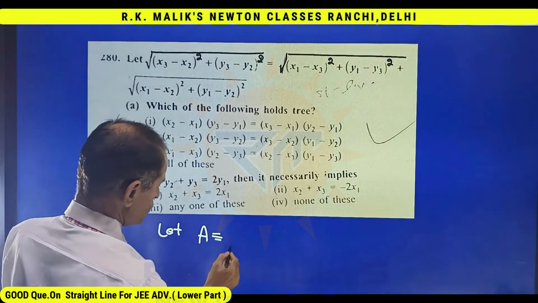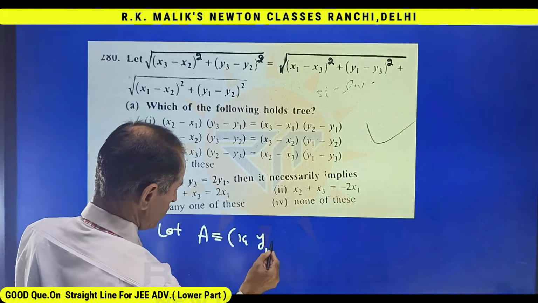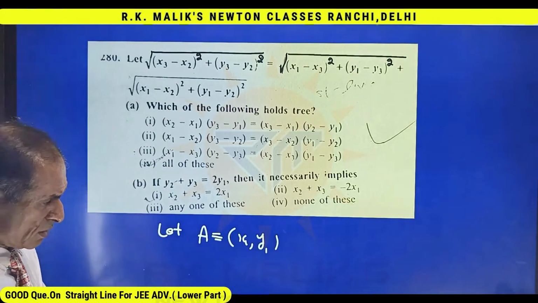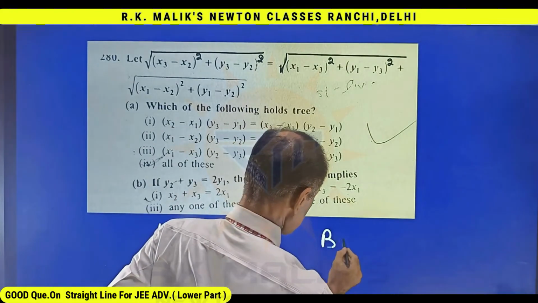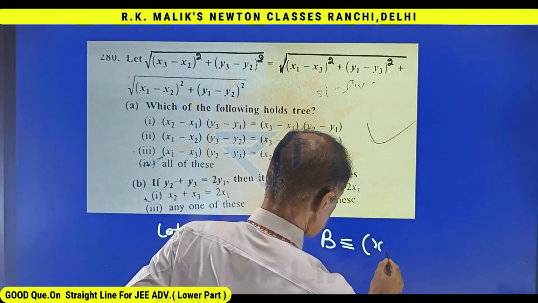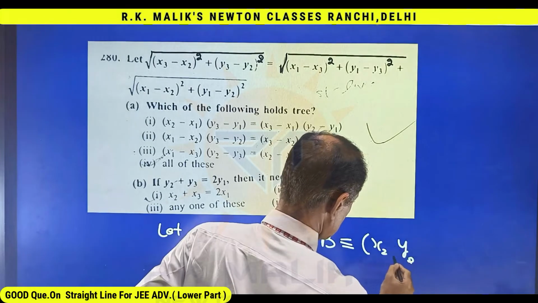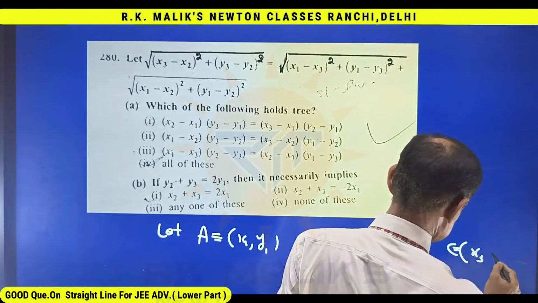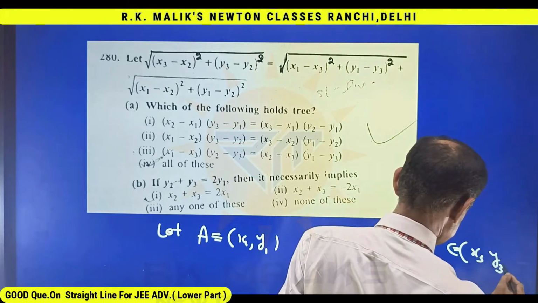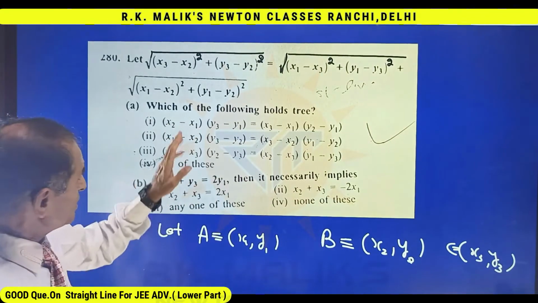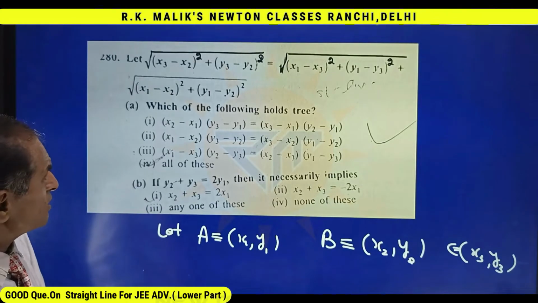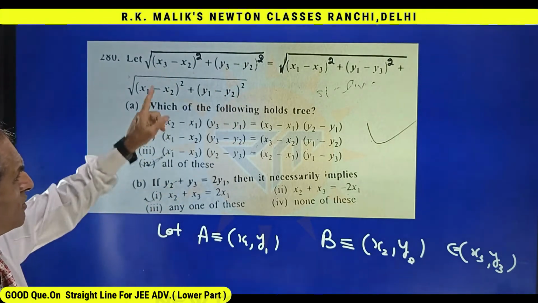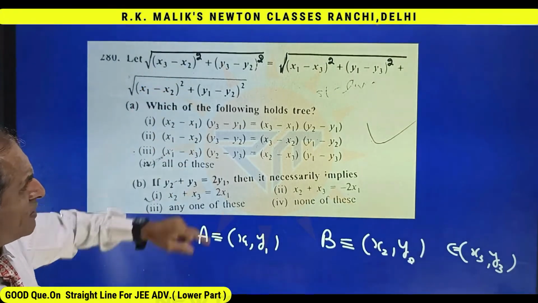Let A be equal to (x1, y1), that is, let the coordinates of the point A be (x1, y1), B (x2, y2), and C as (x3, y3). It is easy to see that this thing denotes the distance between the points B and C.